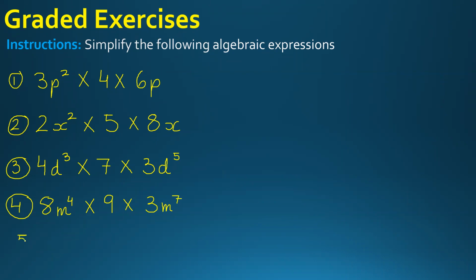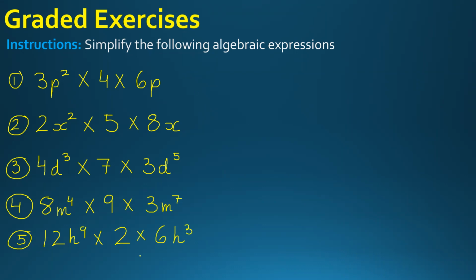Number 5, we have 12h to the power of 9 times 2 multiplied by 6h to the power of 3.